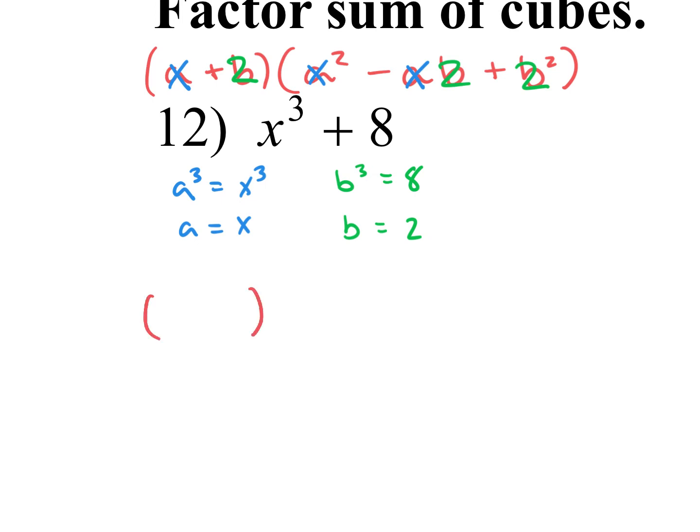So what would go in my first parentheses? X plus 2. And then what comes next? X squared minus 2x plus 4. Perfect. We have to do 2 squared, which is 4. So b cubed is 8. So b cubed, 2 cubed is 8. So same thing that we technically did before. We can get rid of the cubes, so that's why b is equal to 2.